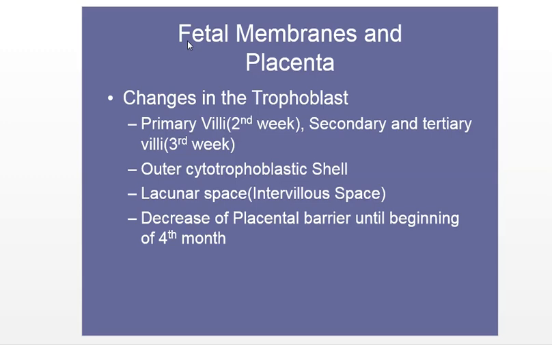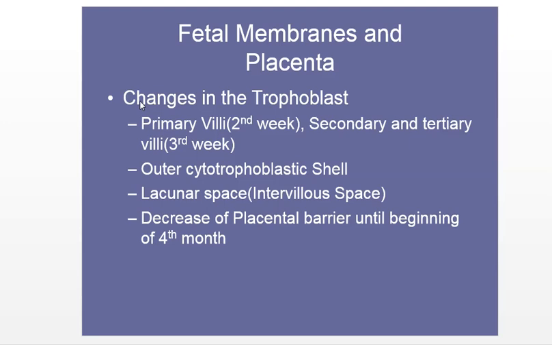In the name of God, today I want to talk about the placenta, umbilical cord, and fetal membranes. First of all, I start with the placenta. The placenta is a temporary organ formed during pregnancy. It forms as an important circulatory link between the mother and fetus.